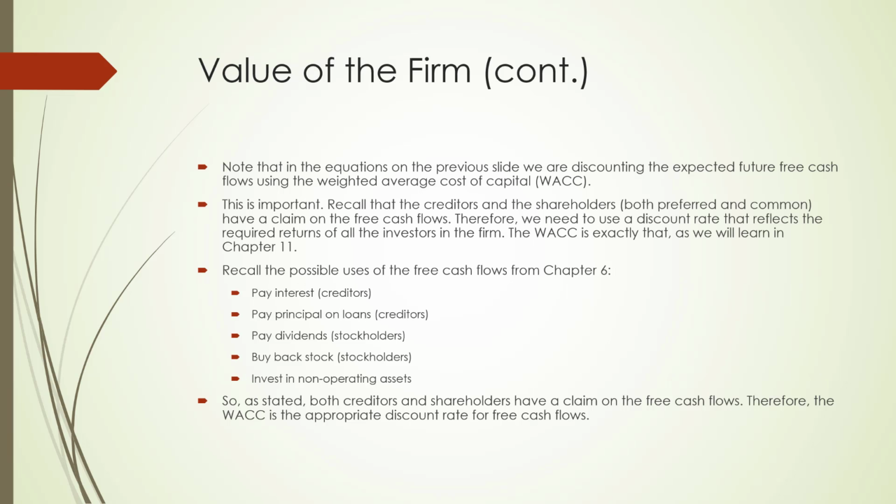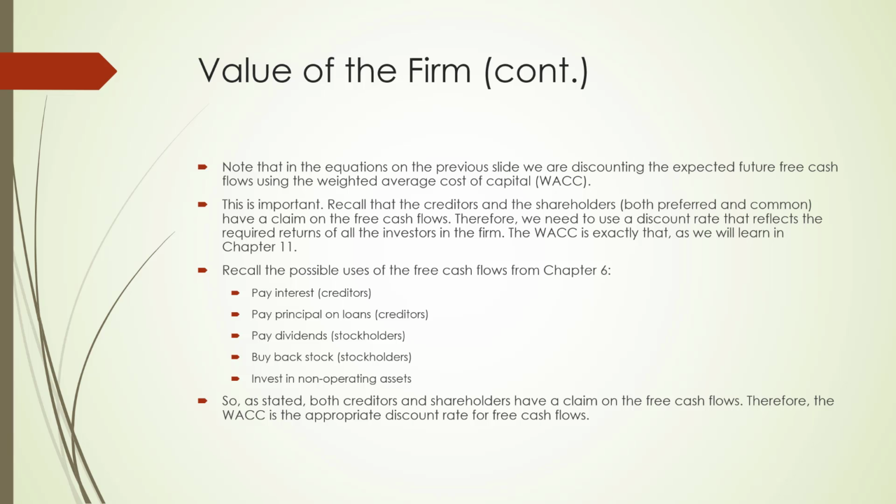Now, an important point to note is that the discount rate that we use when we're discounting the expected future free cash flows is the weighted average cost of capital. The reason that we use the weighted average cost of capital is because we're discounting free cash flows. And remember who has a claim on the free cash flows of the firm. It's the investors of the firm. And by investors, I mean all of the investors.